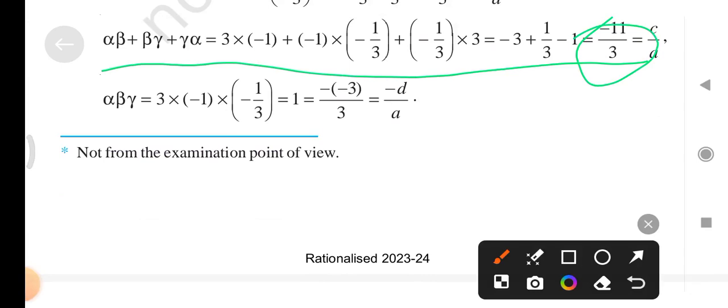Alpha beta gamma is equal to 3 into minus 1 into minus 1 by 3, which is equal to 1, which is equal to minus into minus 3 by 3, which is equal to minus d by a.